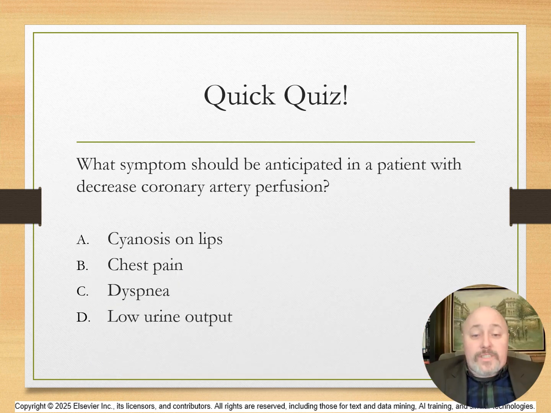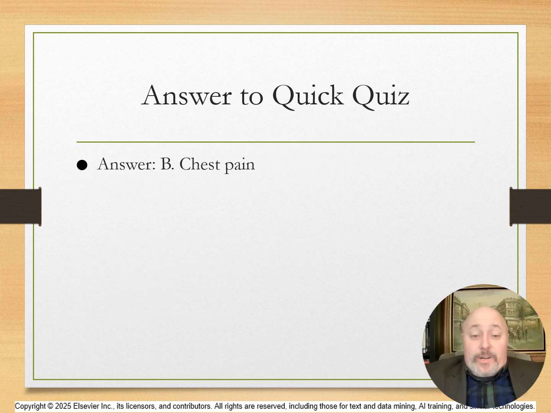Quick quiz. What symptoms should be anticipated in a patient with decreased coronary artery perfusion? A, cyanosis, B, chest pain, C, dysrhythmia, or D, low urine output? The answer is B, chest pain. What should have clued you in was the decreased perfusion to the coronary arteries. In this case, our patient is possibly having angina or even an MI from a blockage.